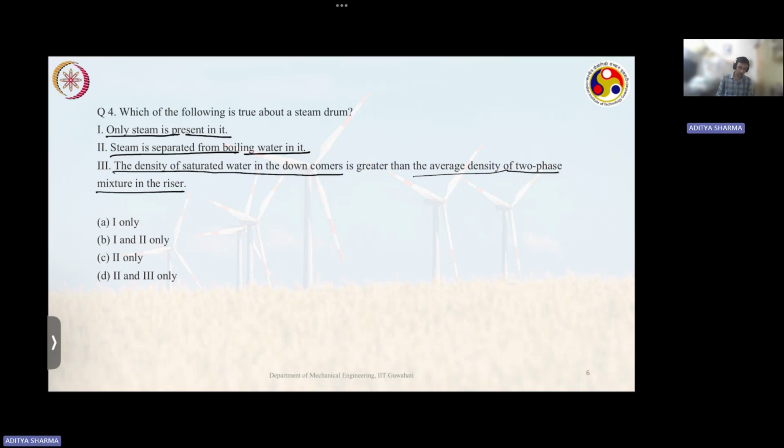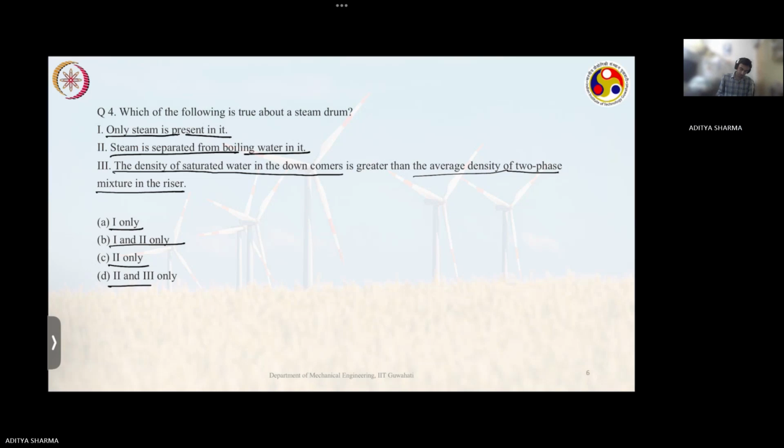So if you see the options, the first option says that only 1 is correct. So 1 is only steam is present in it. So whether this is correct or not. Second option is 1 and 2 only are correct. And third option is only 2 is correct. So 2, steam is separated from boiling water in it, we know is correct. Then D says that 2 and 3 only are correct and 1 is incorrect.